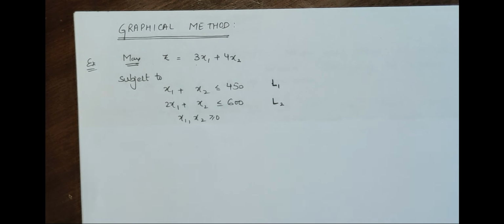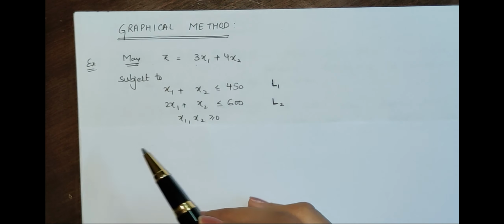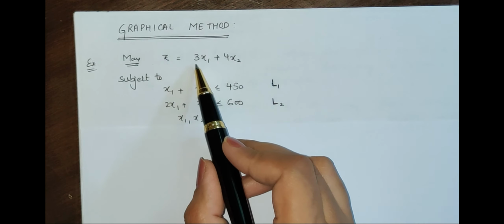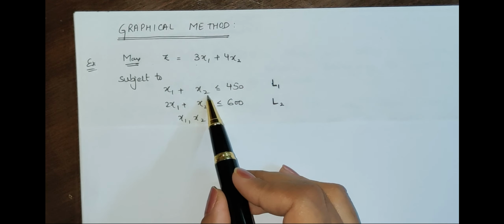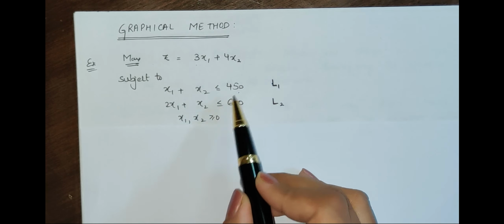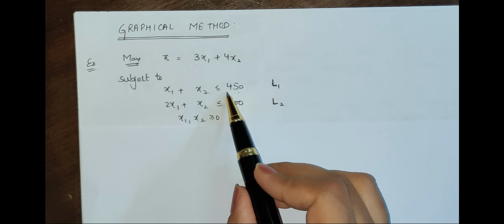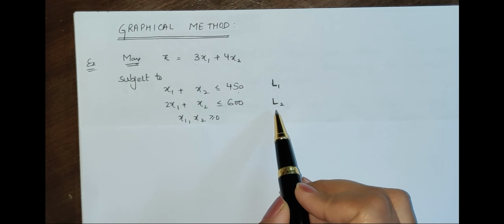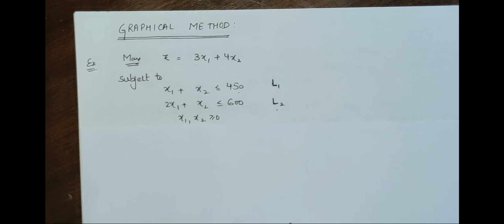This is my problem, and if you remember, this is the same problem which we have formulated earlier. So maximize z = 3x1 + 4x2, and x1 + x2 is less than or equal to 450, and this. So let us call this first constraint L1 and the second constraint L2. So now let us proceed further.